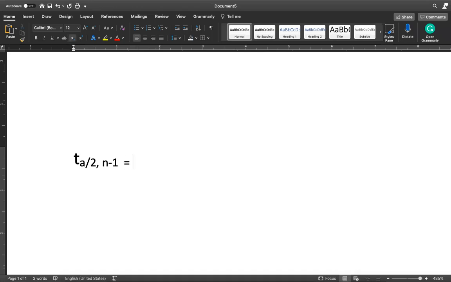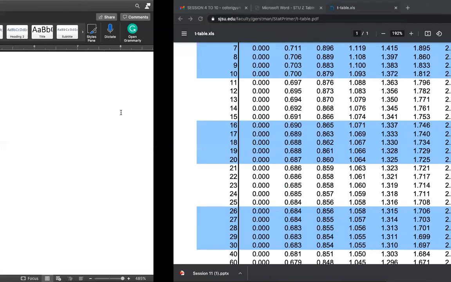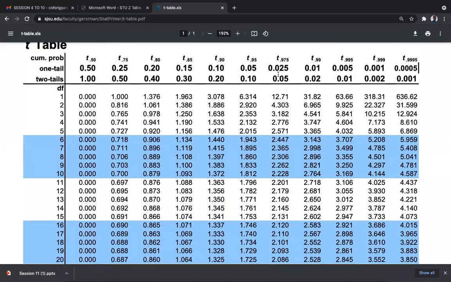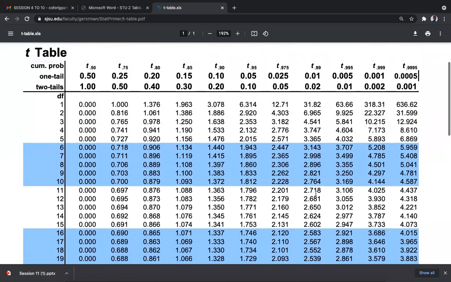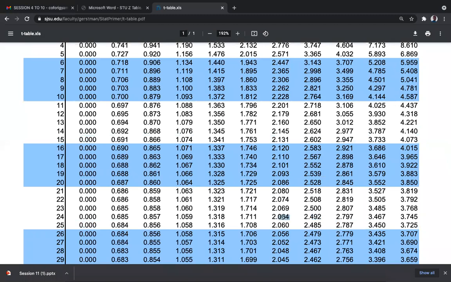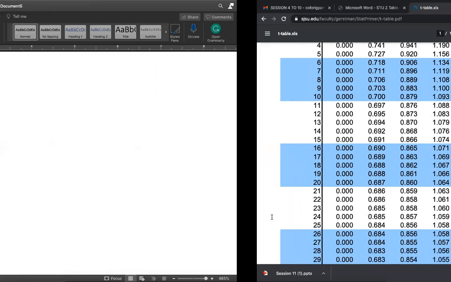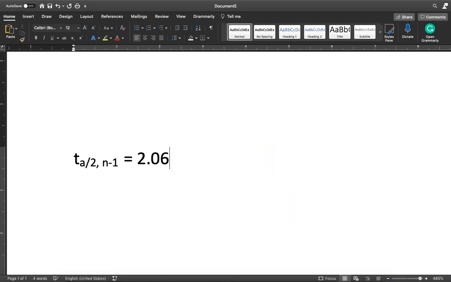Now, from the T table, we can read this. And if you check, we have an alpha of 0.025. For now, I think we should forget about the two-tailed alpha so that we can be consistent with our calculations. We have an alpha of 0.025, and then we come down and look for the 24 degrees of freedom. So that gives us 2.064, this value. So 2.064.